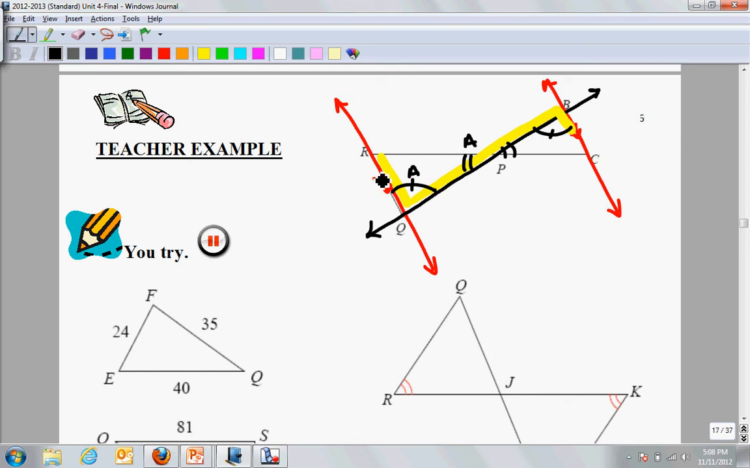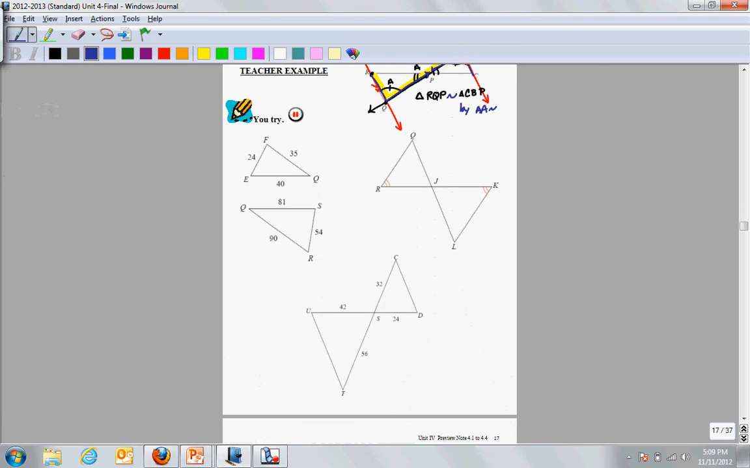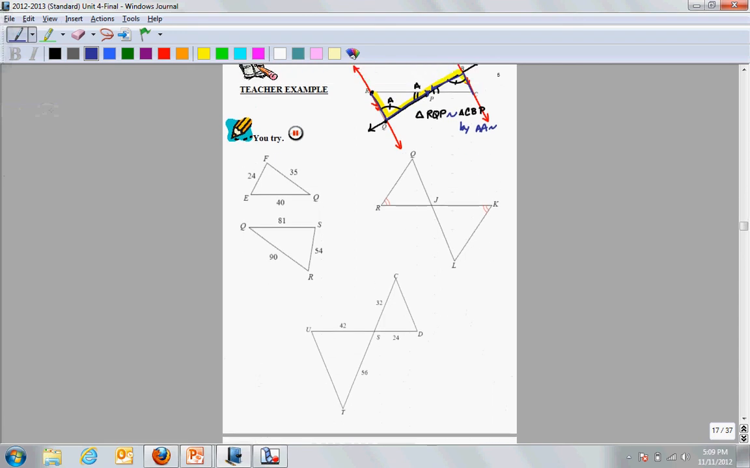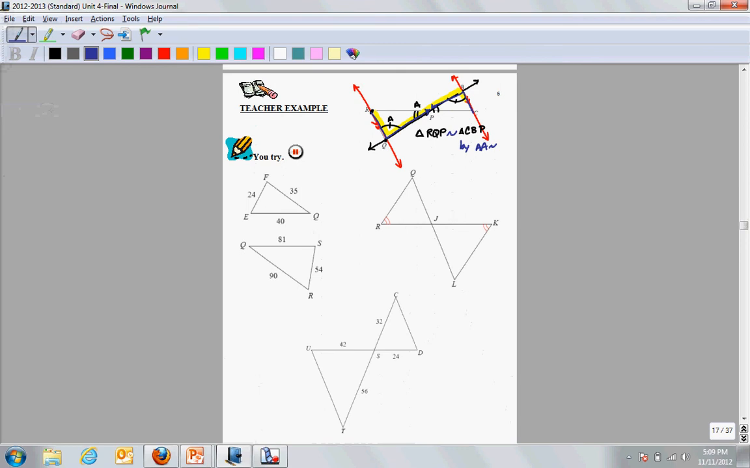So these two triangles right here, triangle RQP and triangle CBP, are similar, which means they're the same shape but a different size, by angle-angle shortcut similarity. I'd like you to take 1 minute and attempt to determine in these three scenarios which shortcut they are similar by. Go.